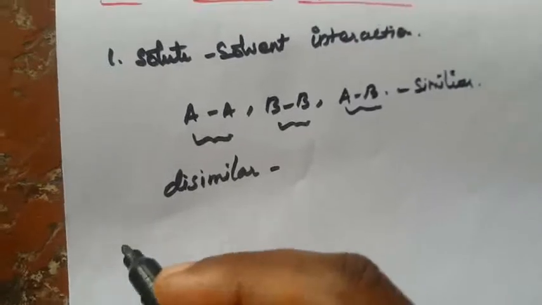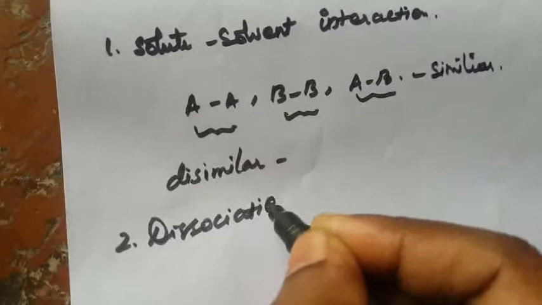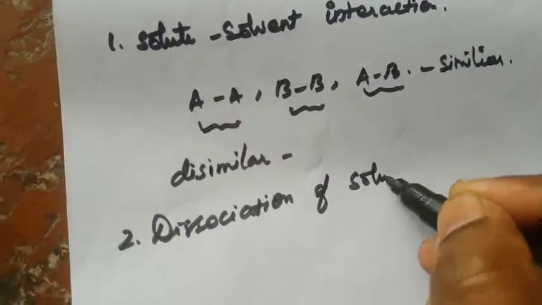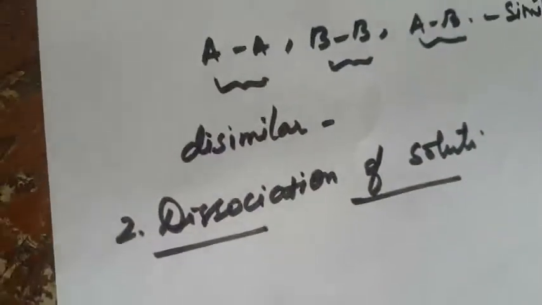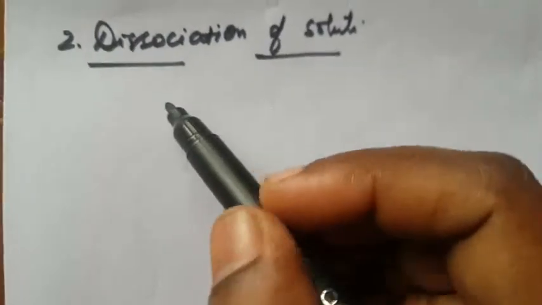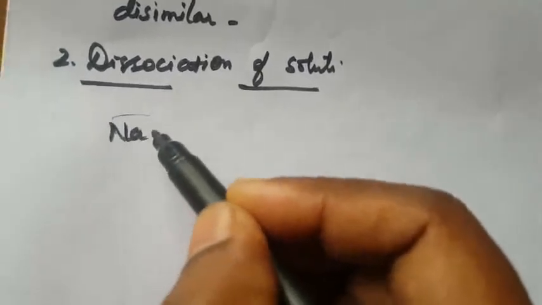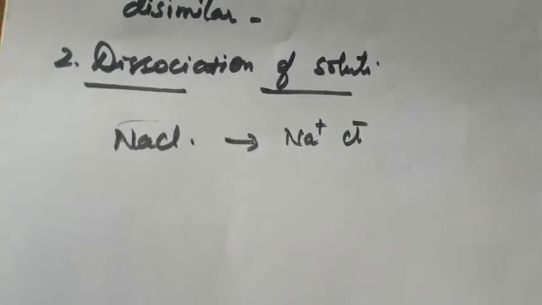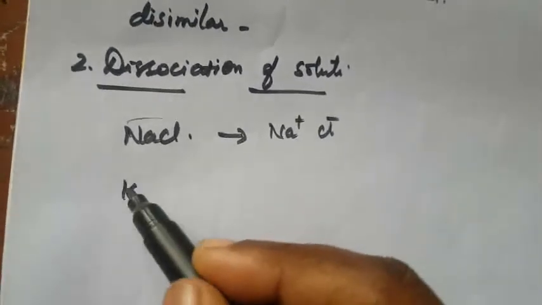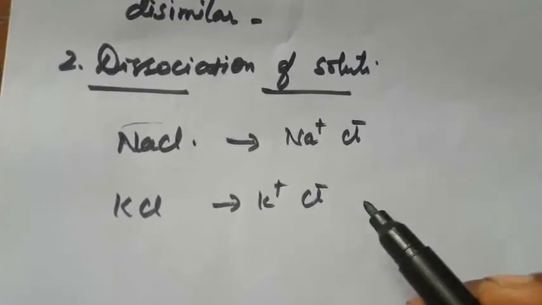Second one, dissociation of the solute. What is meant by dissociation of solute? The solute is present in the solution. Suppose sodium chloride is present in the solution. How will it dissociate? Into Na plus ion and Cl minus ion. Another example is potassium chloride. How will it dissociate? Into K plus ion and Cl minus ion, which form a strong ion-dipole interaction.